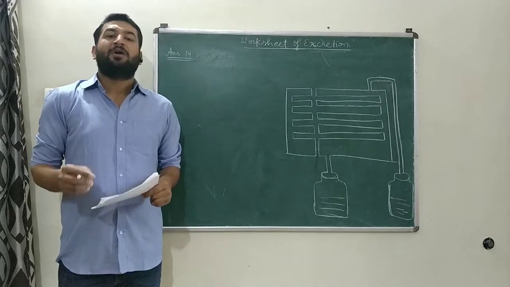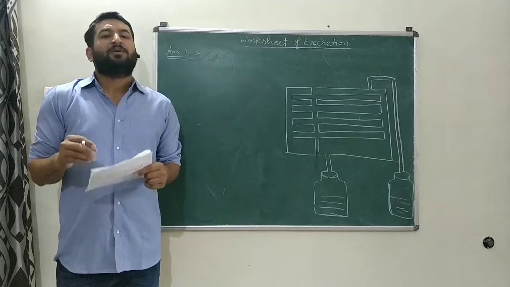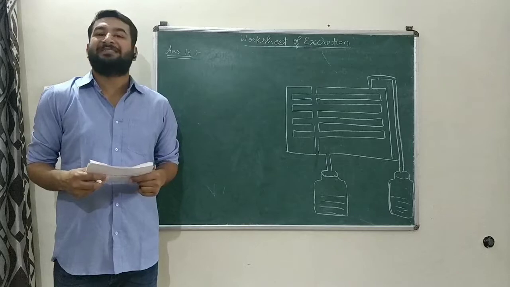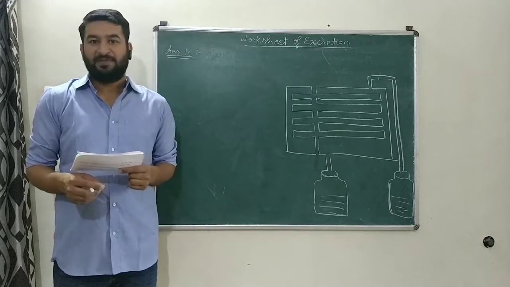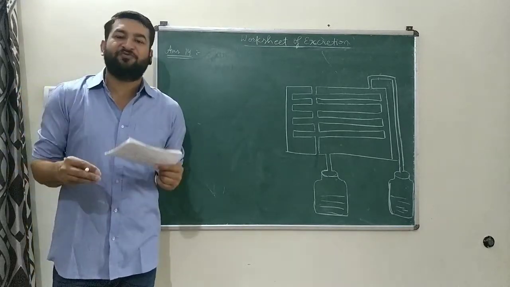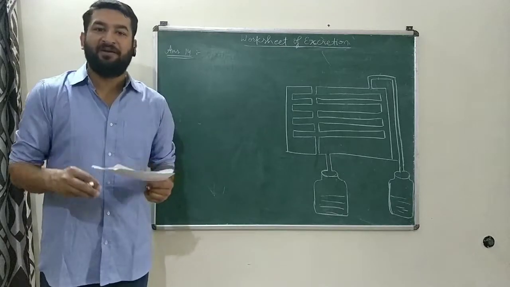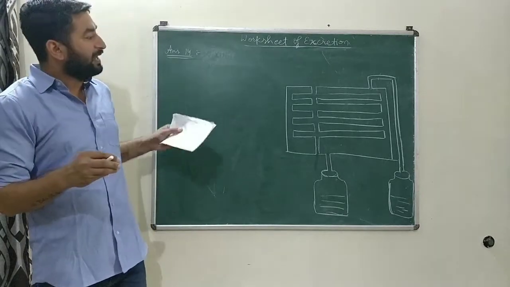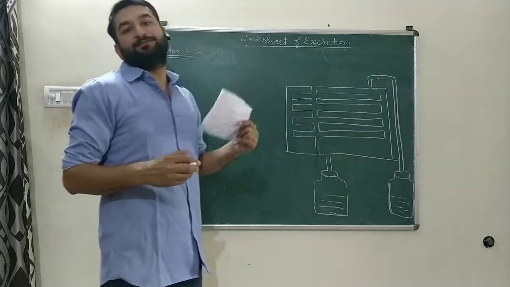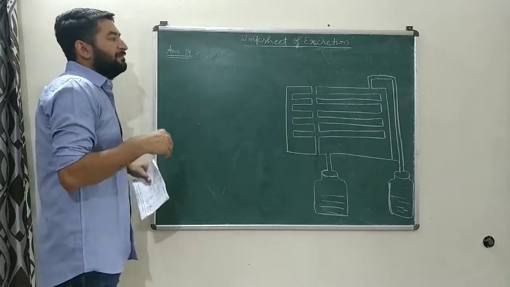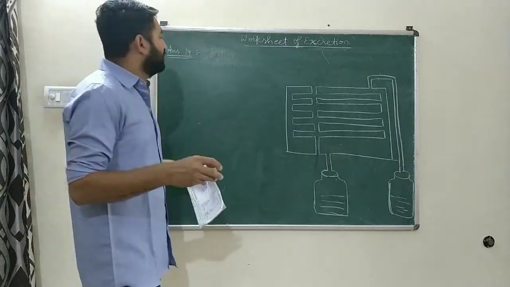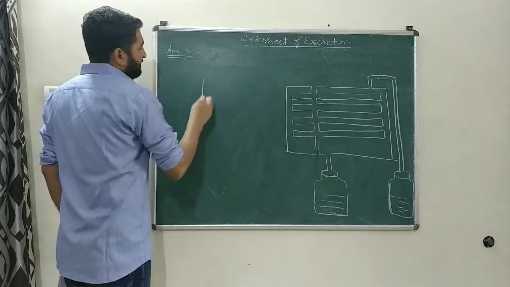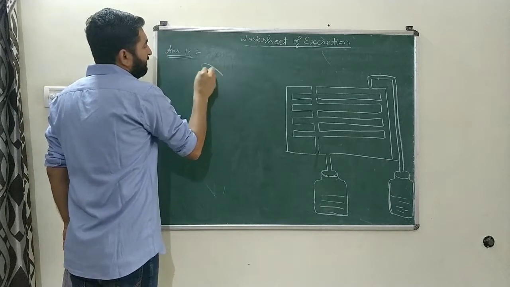Last question of your worksheet is: what is the mechanism of hemodialysis? Explain. Hemodialysis is the process by which we artificially purify the blood by passing the blood through a dialyzing solution. Now, the mechanism of hemodialysis is to be explained. For this, we have to draw a diagram.